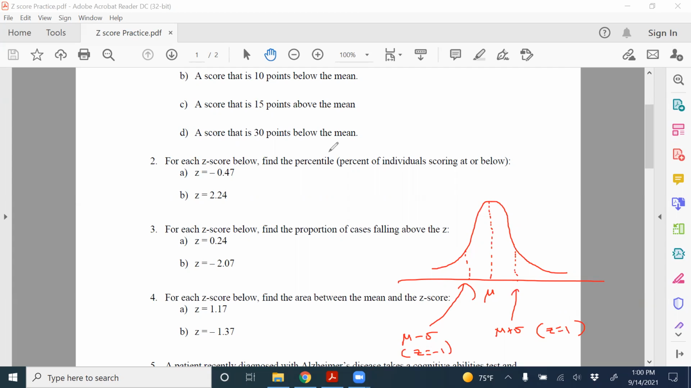Okay. So when you have a z-score of negative 0.47, I'm going to imagine it's going to be probably somewhere over here. And right in the middle is the 50th percentile. So I would imagine negative 0.47 will be less than that. Whereas 2.24 is going to be probably way over here somewhere. So I probably expect a z-score of 2.24 to be somewhere over here. Whereas that would be a z-score of negative 0.47.